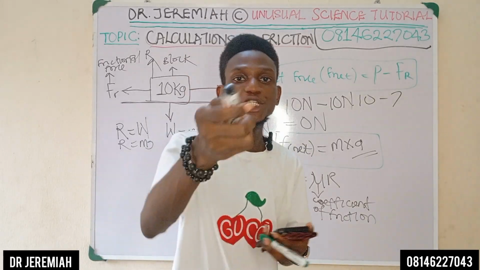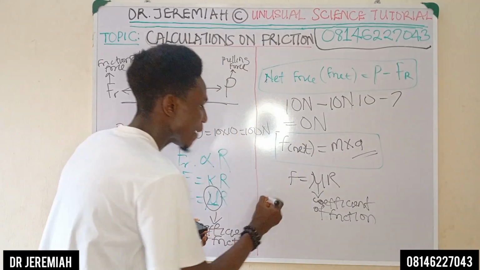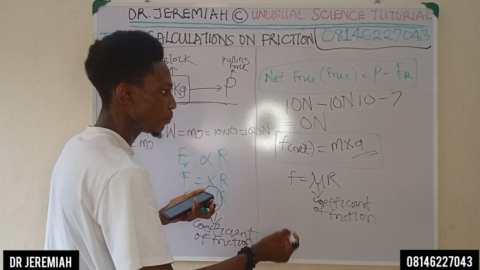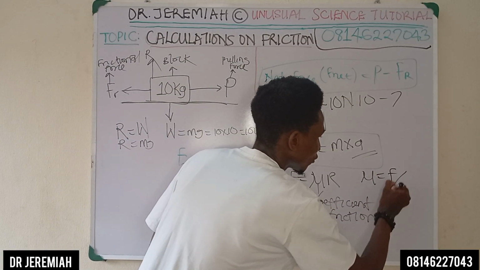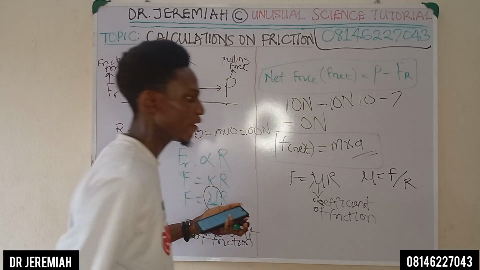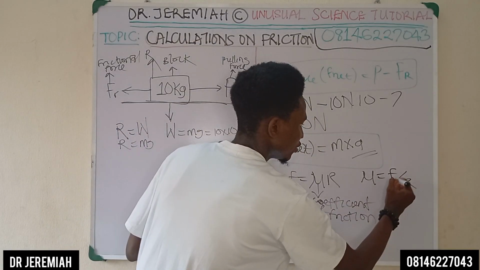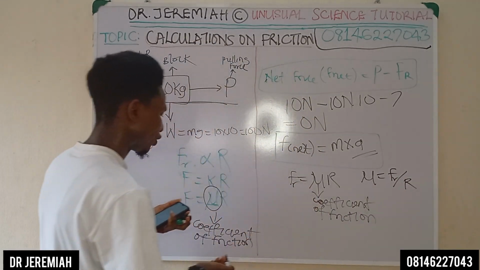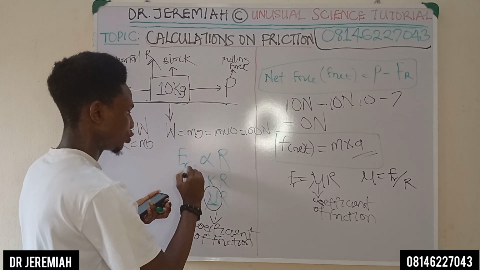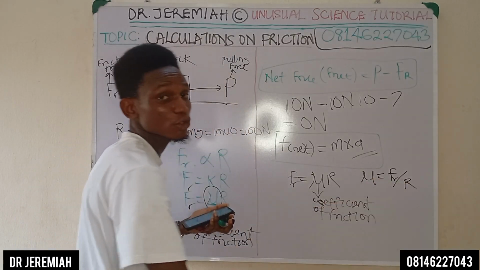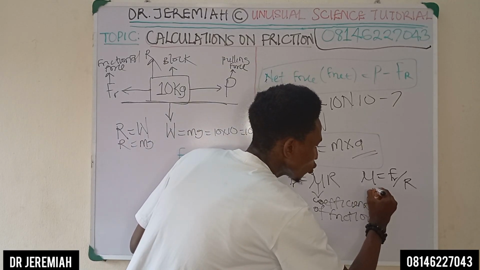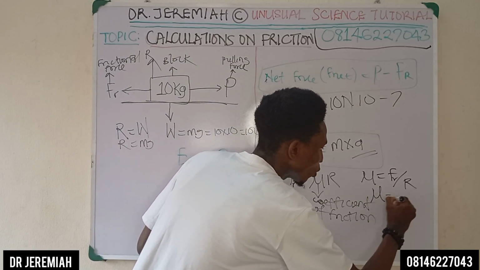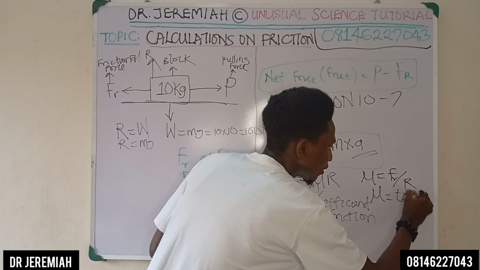Then another simple relation that you need to take note of is that if I make the coefficient of friction, let's use U, you're going to have U equals F over R. That's the frictional force. Please just try to differentiate it. So frictional force over normal reaction. Now, also this equals tan theta.